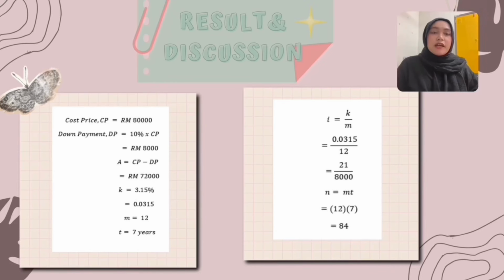For result and discussion, cost price equals RM 80,000, down payment equals 10% of cost price equals RM 8,000, A equals cost price minus down payment equals RM 72,000, k equals 3.15% equals 0.0315, m equals 12, t equals 7 years, i equals k over m equals 0.0315 over 12 equals 21 over 8,000, n equals m times t equals 12 times 7 equals 84.